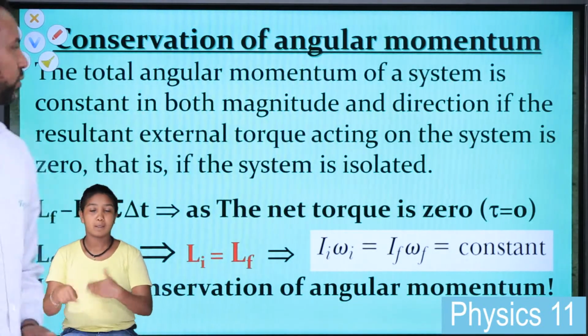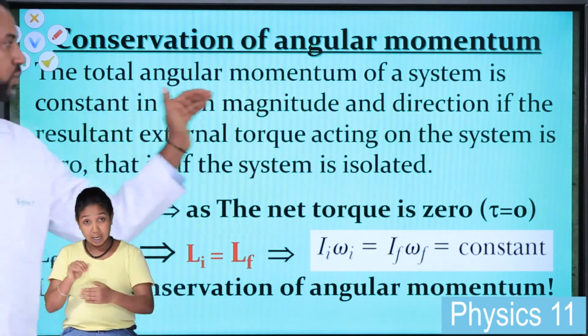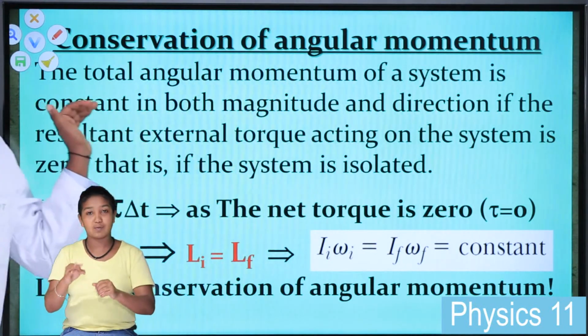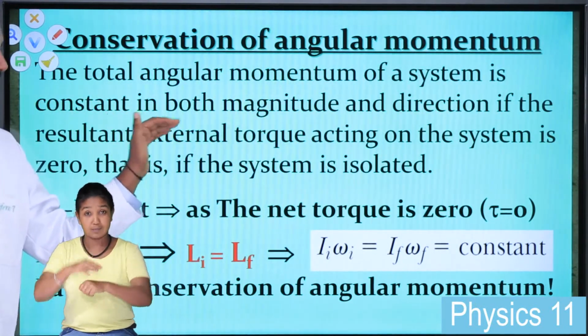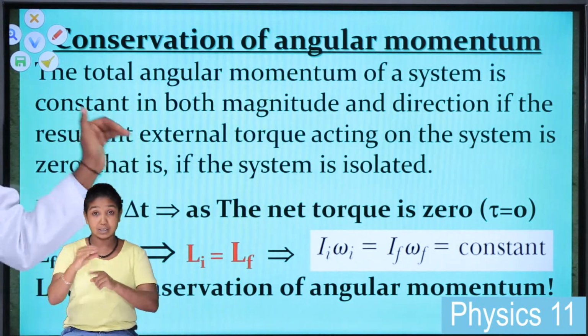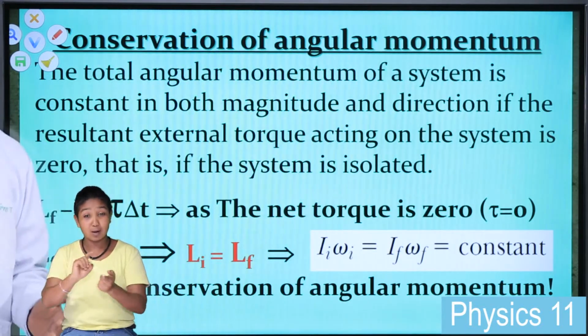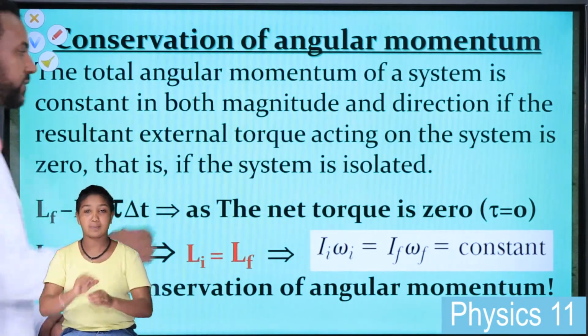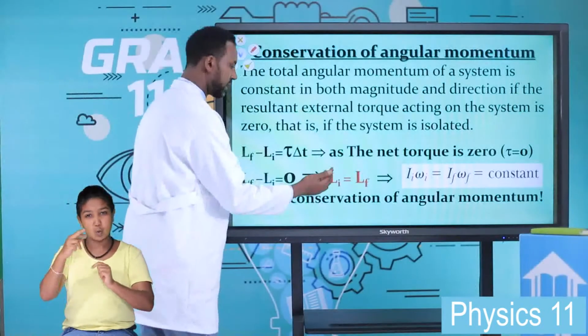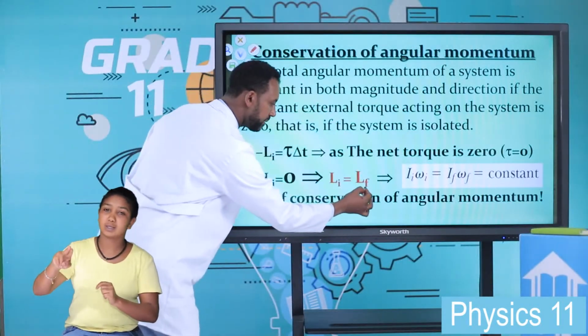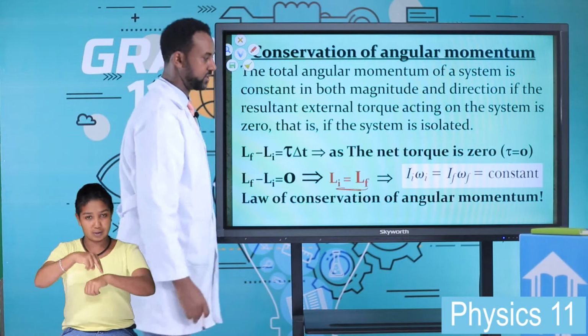So conservation of angular momentum tells us that the total angular momentum of a system is constant, both in magnitude and direction, if the resultant external torque is what? Is 0. So if torque is 0 on a given system, angular momentum remains constant.